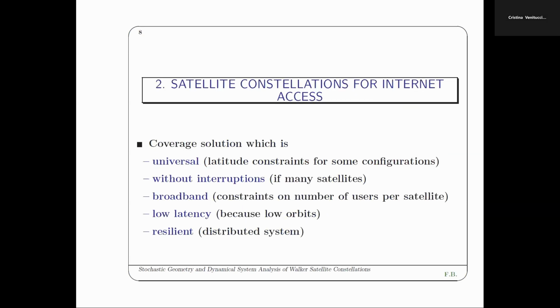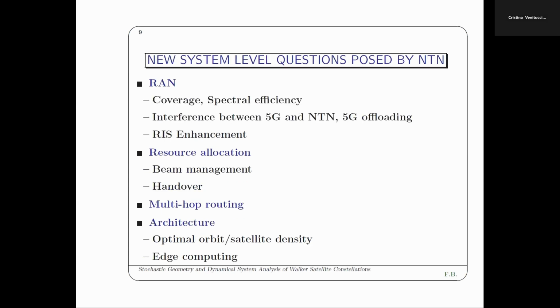Okay, there are lots of things these systems are used for, but for broadband, it's a new coverage solution which is universal, at least in the latitudes which are below the max latitude for the orbits. Without interruption, if there are sufficiently many satellites on the orbits: broadband, low latency, and resilient. I will not describe that too much, right? There are lots of completely new questions.